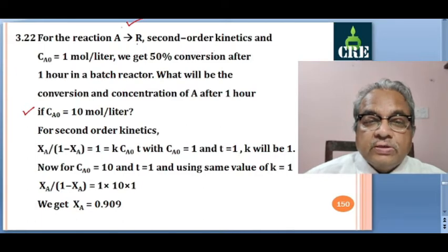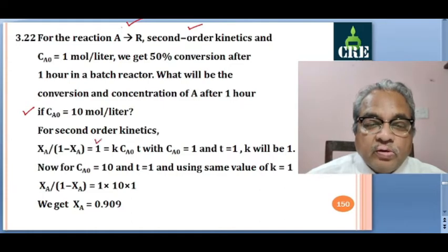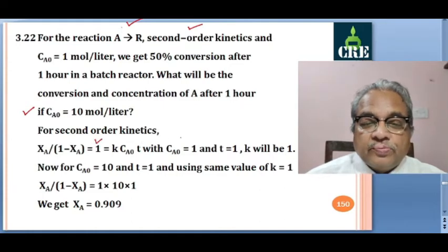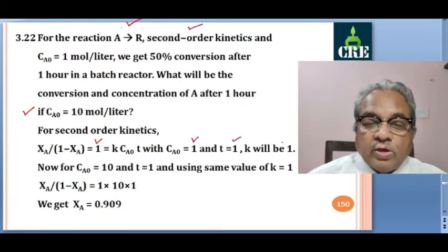Okay, reaction is A gives R, that doesn't mean minus Ra is equal to K Ca always. So we have to check from the data, or if it is mentioned, then you have to go ahead with the given kinetics. So for second order kinetics, Xa by 1 minus Xa, Xa is 50%, so 0.5 divided by 1 minus 0.5 is 1, and that is equal to K Ca0 t. Here Ca0 is equal to 1, time t is equal to 1, so K will be 1.